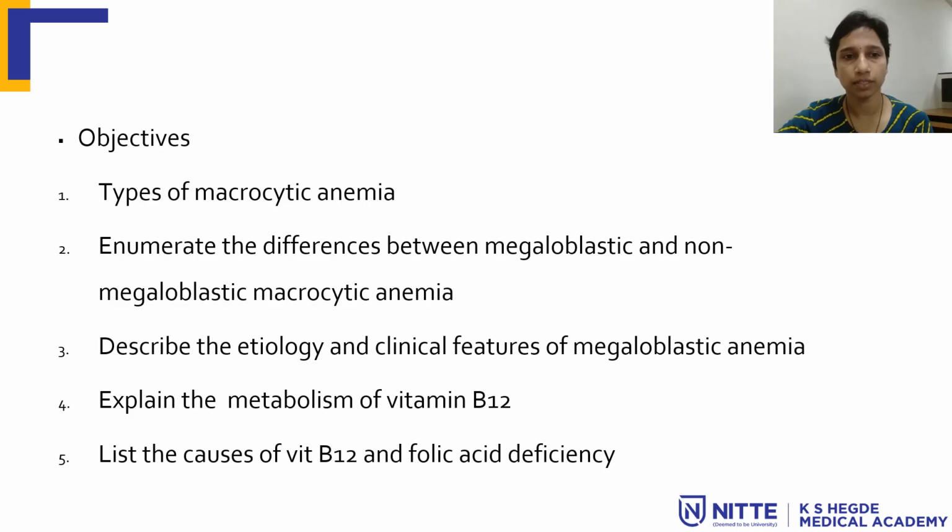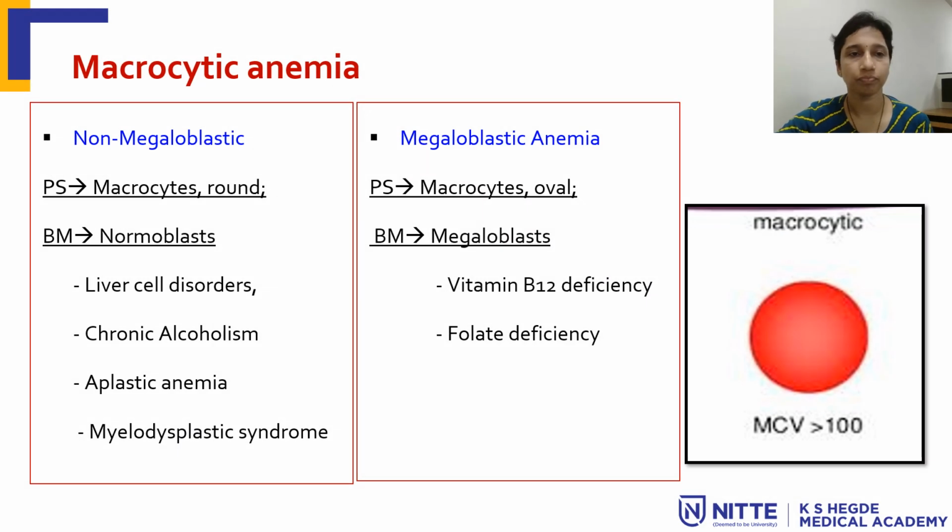The objectives of these sessions are: what are the types of macrocytic anemia? Enumerate the differences between megaloblastic and non-megaloblastic anemia. Describe the etiology and clinical features of megaloblastic anemia. Explain the metabolism of vitamin B12 and the causes of vitamin B12 and folic acid deficiency.